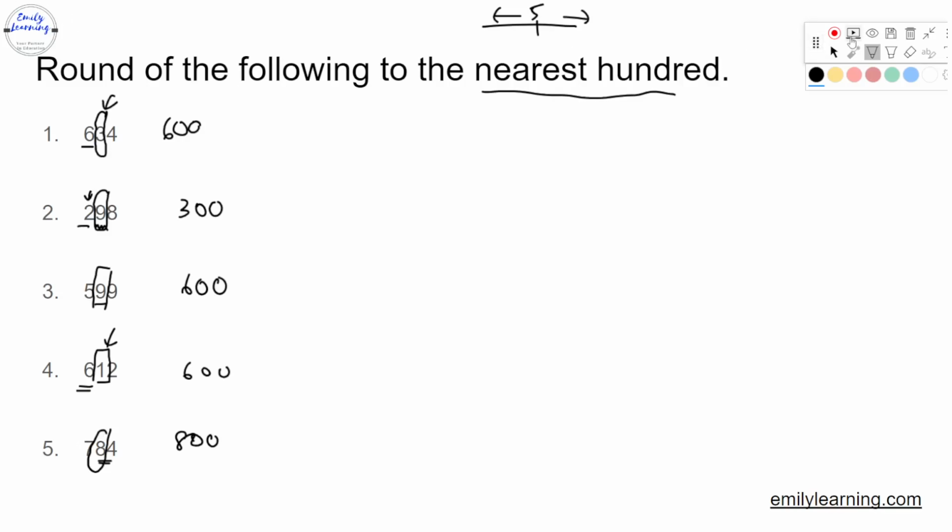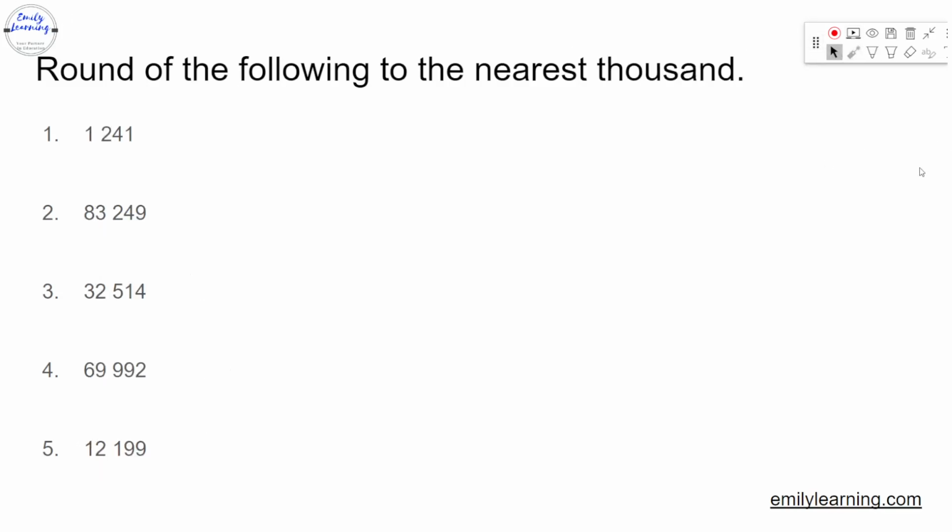Now let's move on to others. We are now going to round these off to the nearest thousands. How do we round something off to the nearest thousands? Well, recall, if we want to round something off to the nearest whatever, we'll look at one place value before it. One place value before thousands is the hundreds. So we'll check the hundreds place to determine whether to round up or round down.